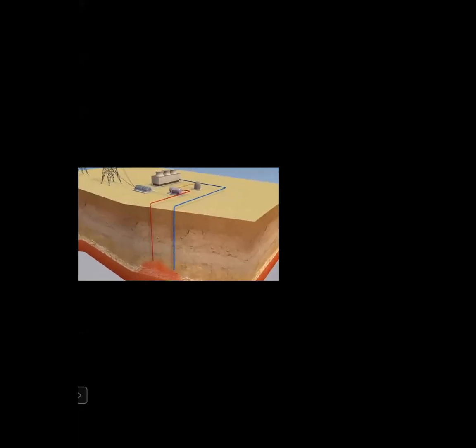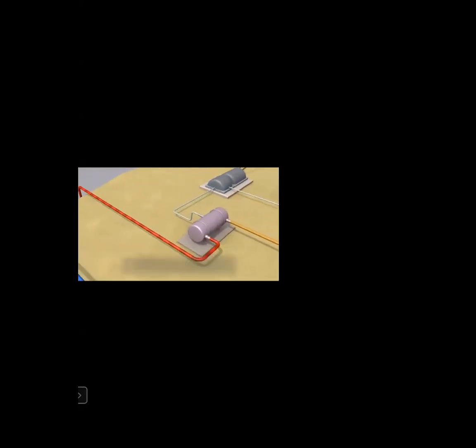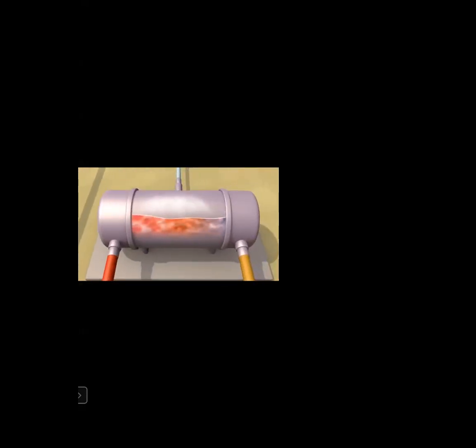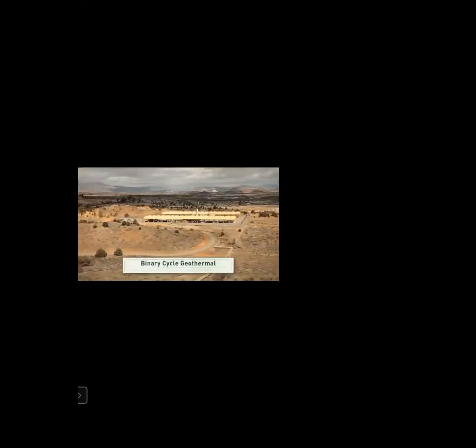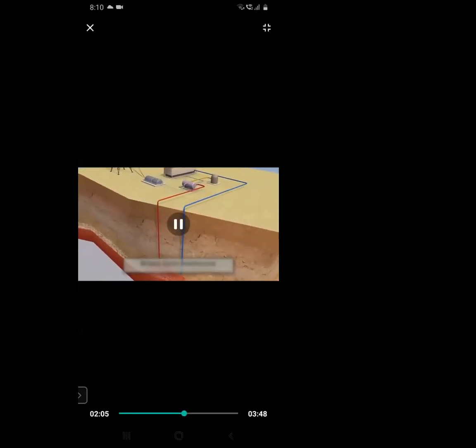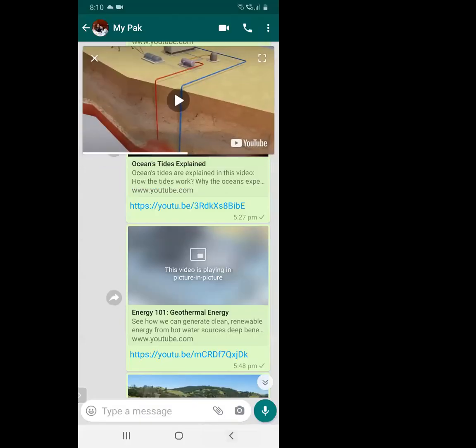Okay, let me just show you. Can you see the red pipe? The red pipe is the warm water coming out, and they are introducing the cold water, the blue pipe. The blue pipe is being taken underground, and it is heating it up. The hot water is coming out, and then the steam will move over the turbine. Can you see the steam moving over the turbine? Yeah, the turbine moved, and then that energy is getting converted into electrical energy. So that's it.